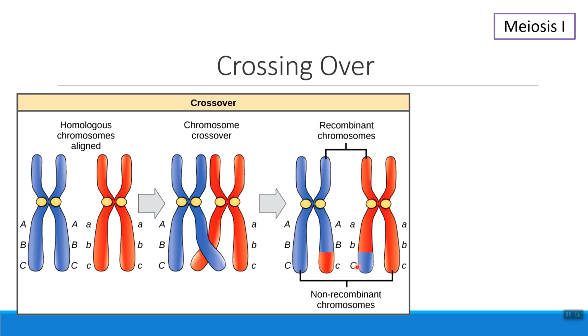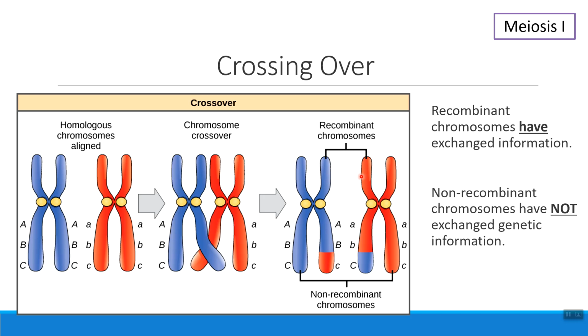What we make in the process of crossing over are 2 recombinant chromosomes, which are the ones here in the middle that have crossed over, that have shared their information. But we also have some that are called non-recombinant chromosomes. Non-recombinant chromosomes haven't exchanged any genetic information, meaning they match the original information exactly. So when we do crossing over, it's not that every single chromosome exchanges information, but half of those chromosomes are going to. The recombinant chromosomes have a mix of different kinds of information.